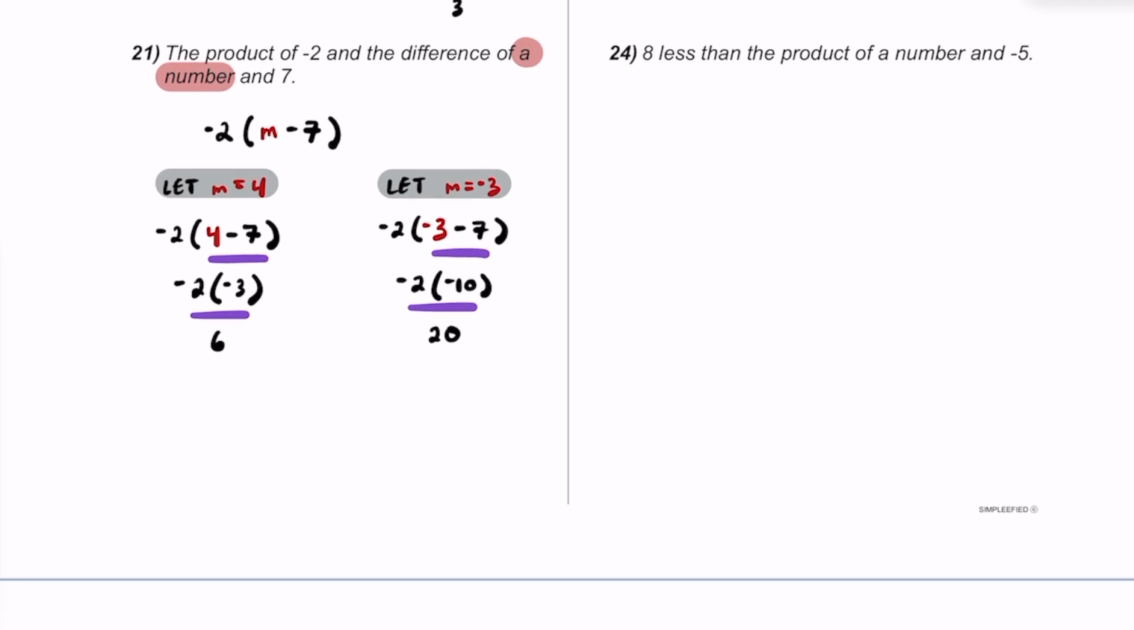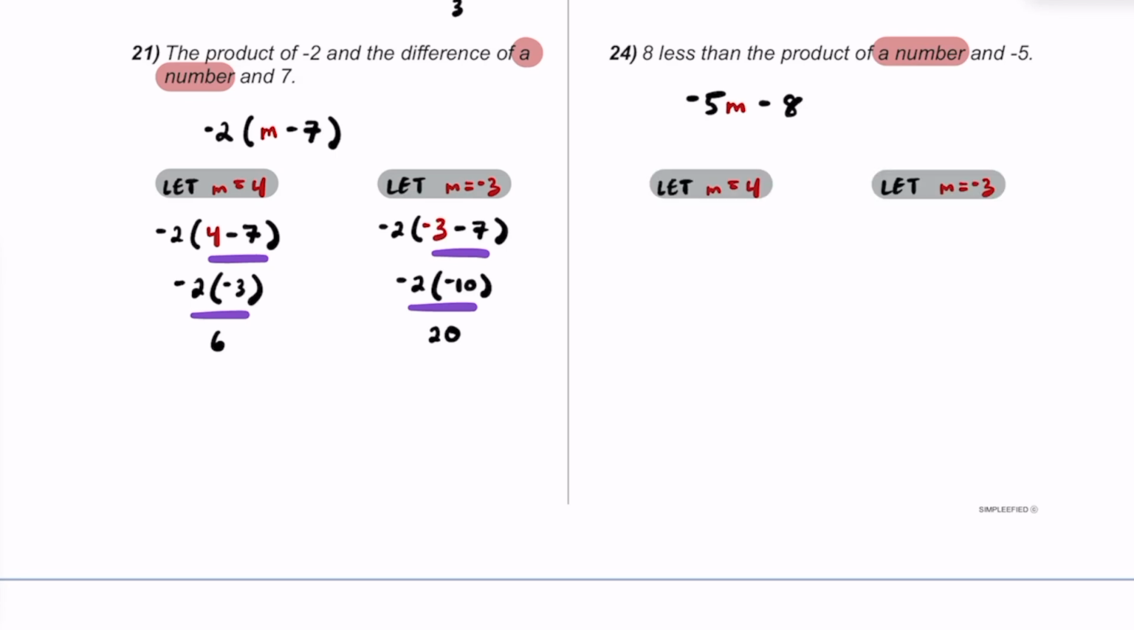In 24, we have 8 less than the product of a number and negative 5. So we have here a number that's going to be our m, and then it's going to be 8 less than the product of a number and negative 5. So for the product here of a number and negative 5, it's going to be m times negative 5, but we can write that with negative 5 as a coefficient. So we can write negative 5m. This definitely represents the product of those two things. Using the commutative property of multiplication, you can rearrange that. And then we can go ahead and take away 8 afterwards, right? So it's 8 less than it, so that would be our expression.